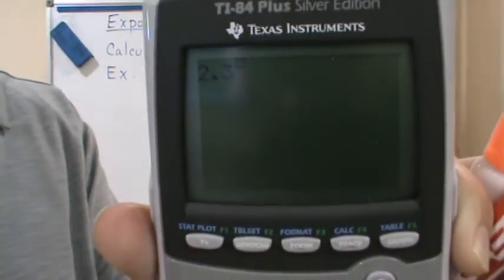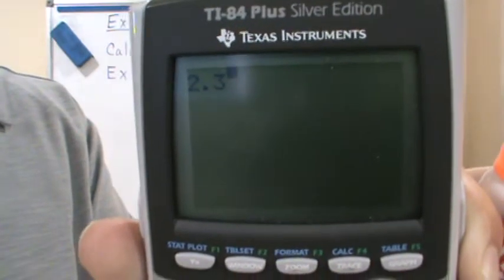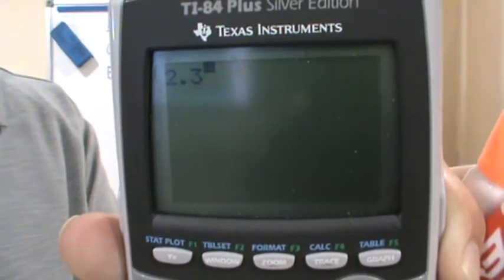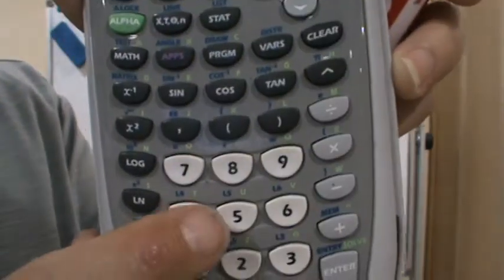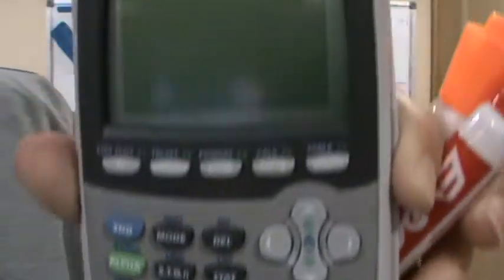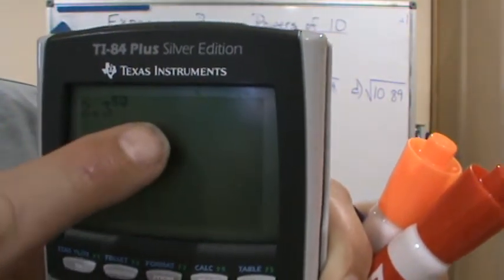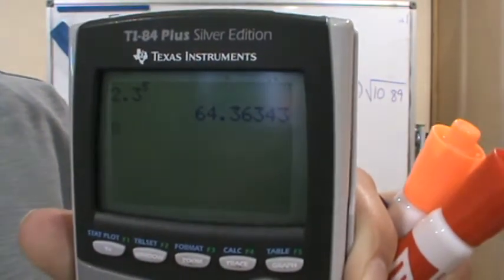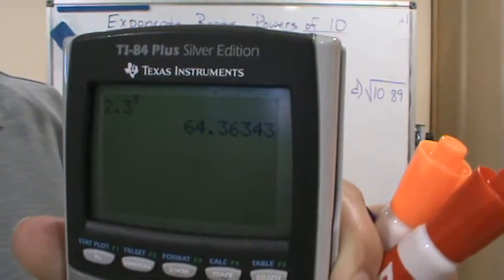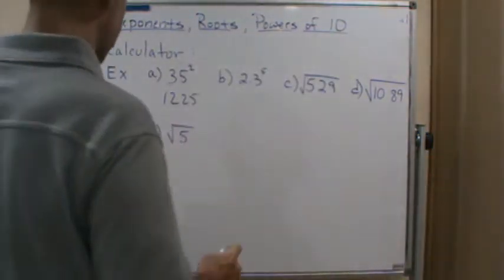Yours might just put a caret in there. That's fine. Mine puts a little box up where the exponent should be. And so all I'm going to do is put 5. You would do the same thing. If you have the caret, you would have 2.3 followed by a caret followed by a 5. So now I'm going to just hit enter. And what do I get? I get 64.36343. So let's write that down.